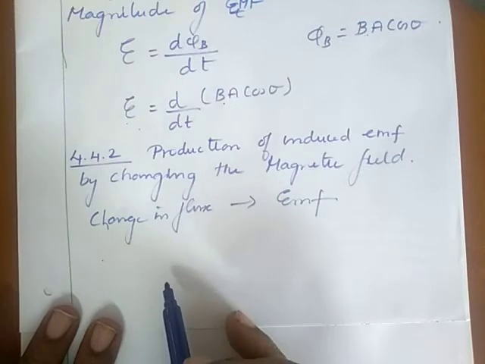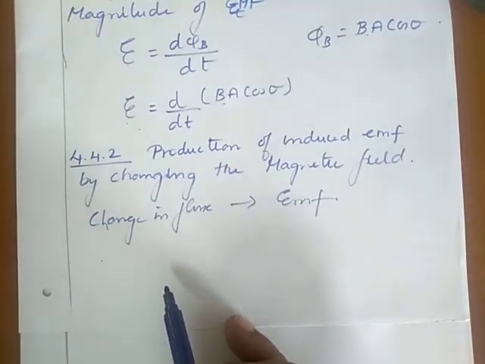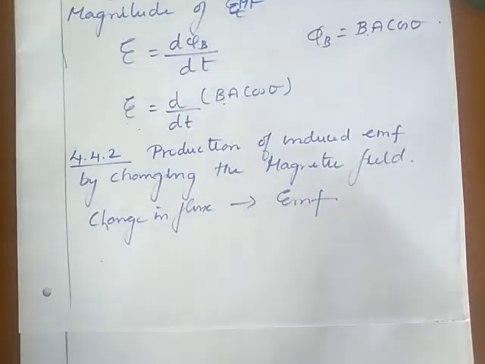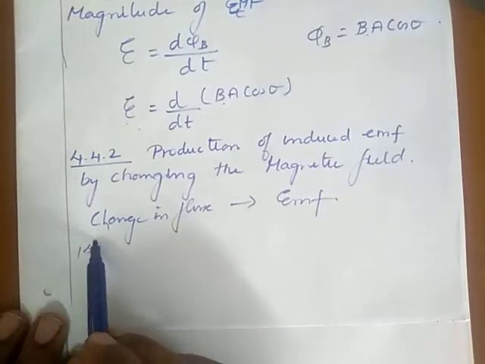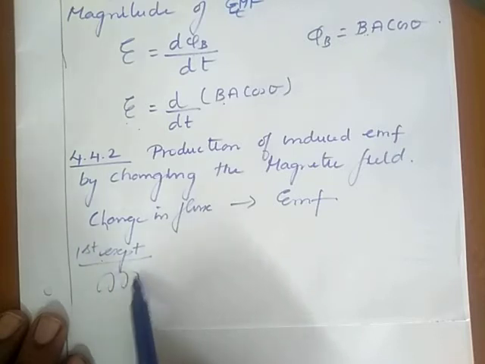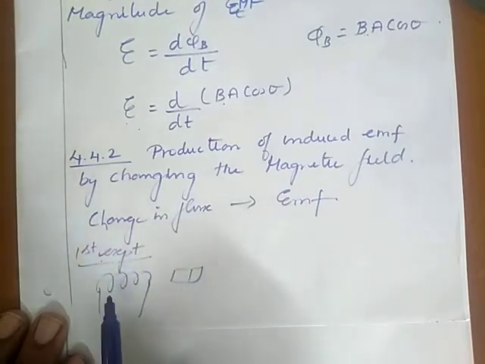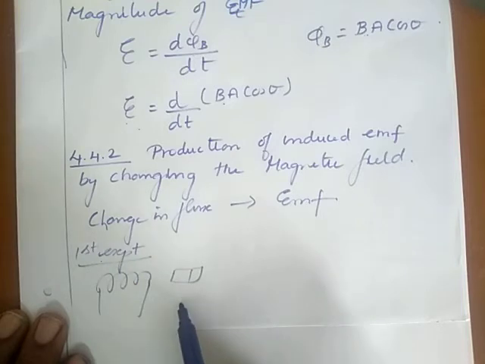According to Faraday, we know EMF in a circuit is produced by changing the magnetic flux. How to change the flux? We know from the first experiment of Faraday, he considered a coil and a magnet. Whenever the relative motion between the coil and the magnet changes, it produces an EMF. That is the first experiment.